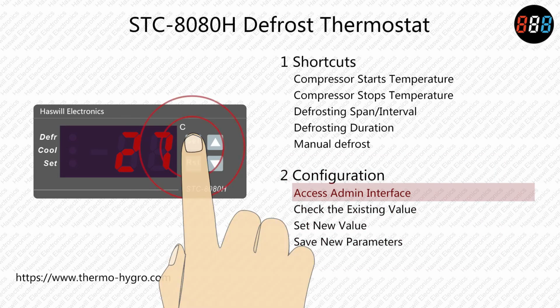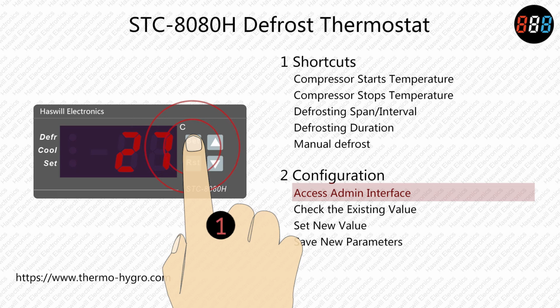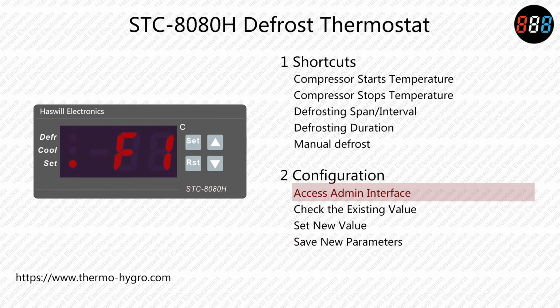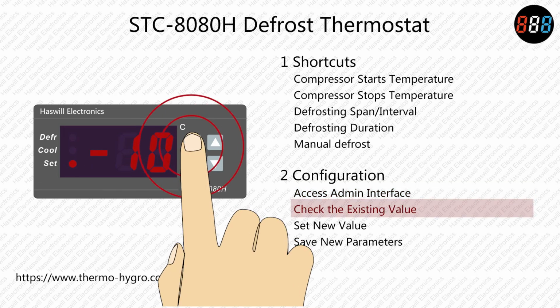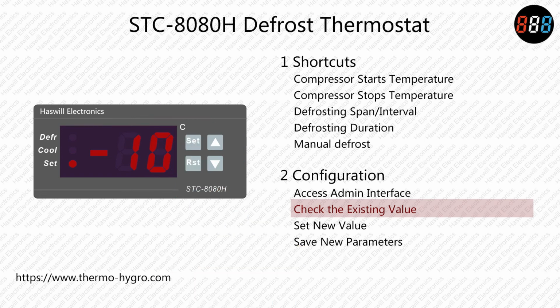Step 1. Hold the set key for 3 seconds. You will see F1 shows. Step 2. Press the set key to check the existing value. Now it is -10 degrees. Let's change it to -8 in the next step.